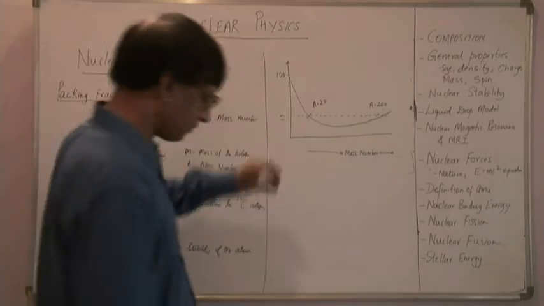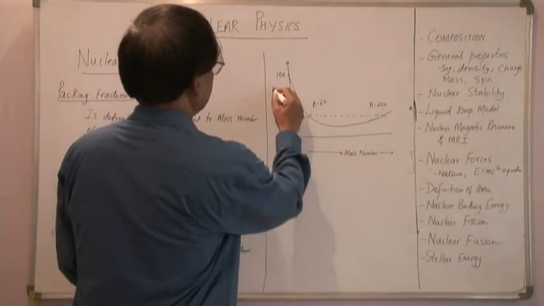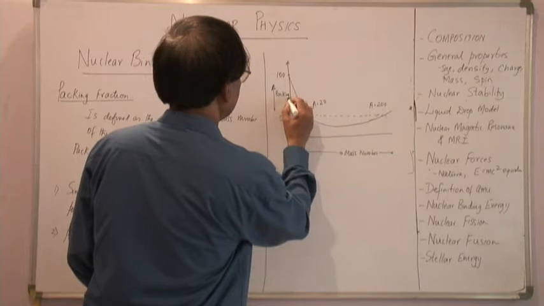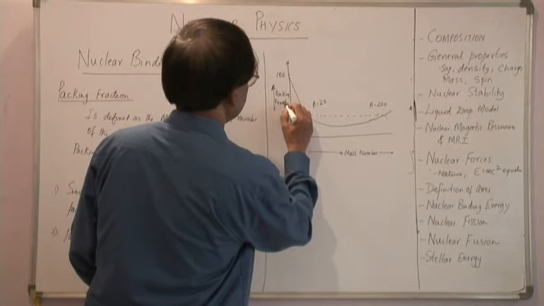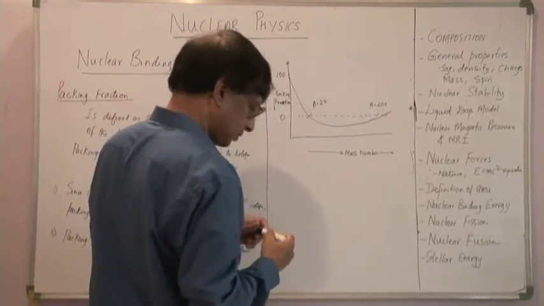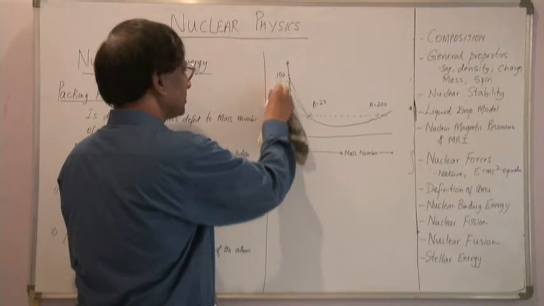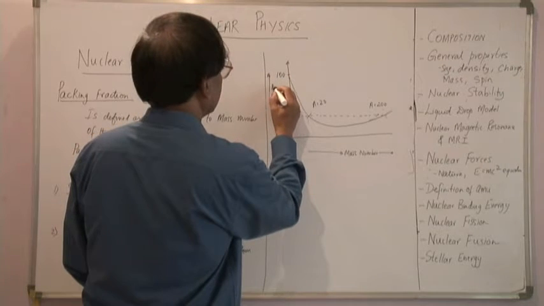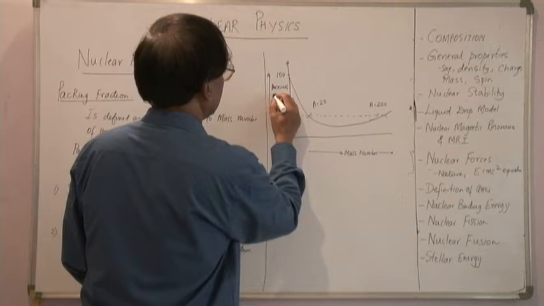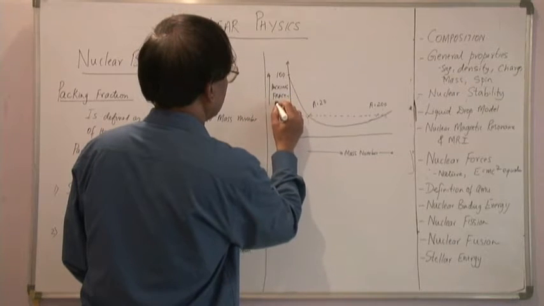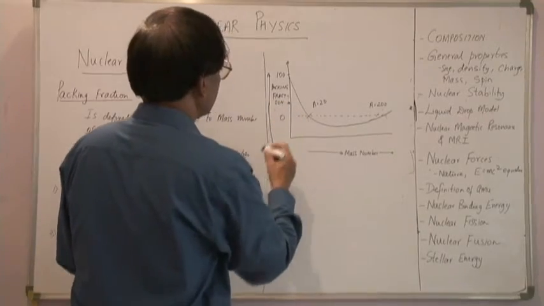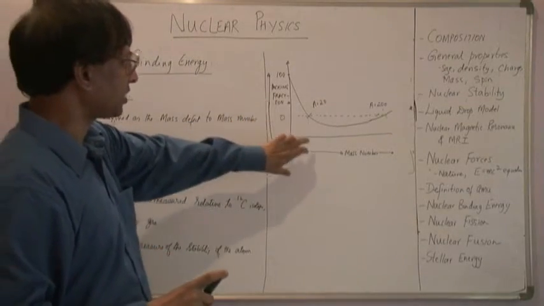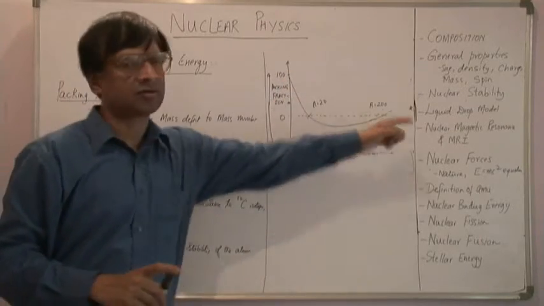Now let us draw a diagram of packing fraction. On the y-axis I have packing fraction, on the x-axis I have the mass number. A plot of packing fraction versus mass number yields a curve of this type.